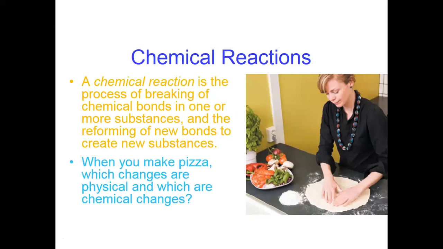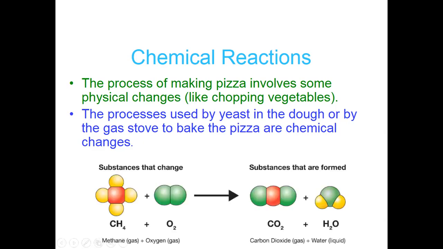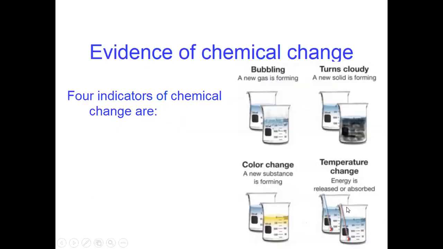When you make pizza, which changes are physical and which are chemical changes? The process of making pizza involves some physical changes, like chopping vegetables. The processes used by yeast in the dough or by the gas stove to bake the pizza are chemical changes. Substances that change, for example, CH4 plus O2 gives CO2 plus H2O.